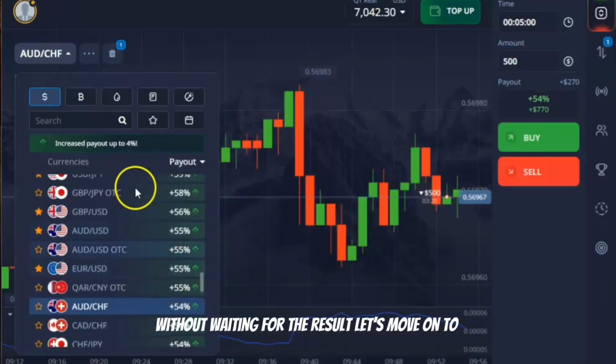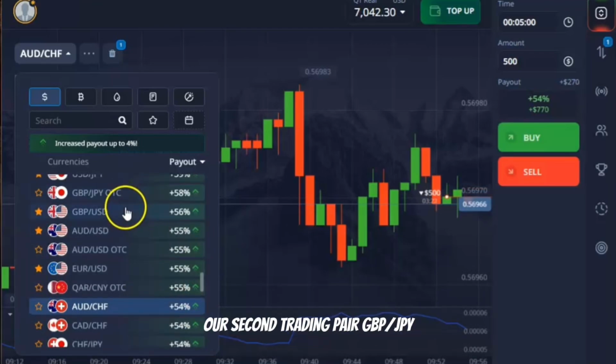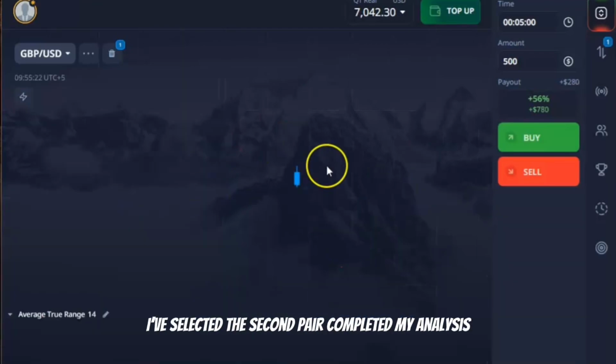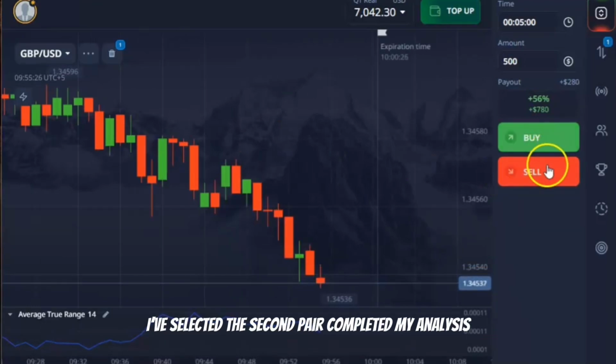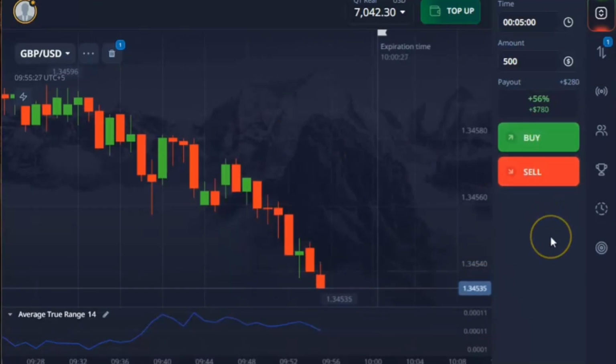Without waiting for the result, let's move on to our second trading pair, GBP-JPY. I've selected the second pair, completed my analysis, and now I'll place another sell trade.